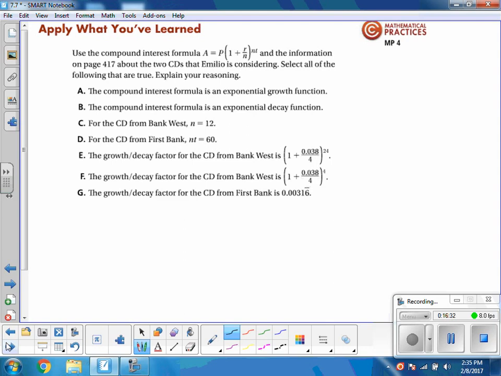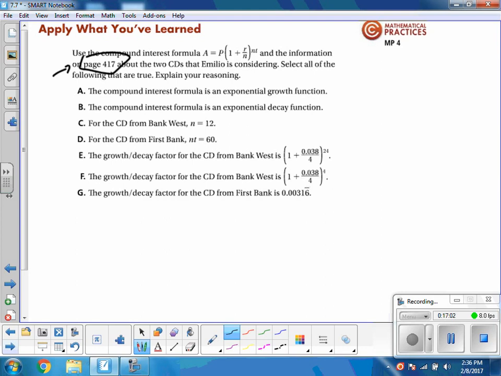Multiple choice. Sweet. Oh wait, a few of these work. Using the compound interest formula and the information on page 417 about the 2 CDs, you want to hop in your book and take a look at that. Select all the following that are true, and you kind of want to talk about that. So let's see what is true about these and what is not true.